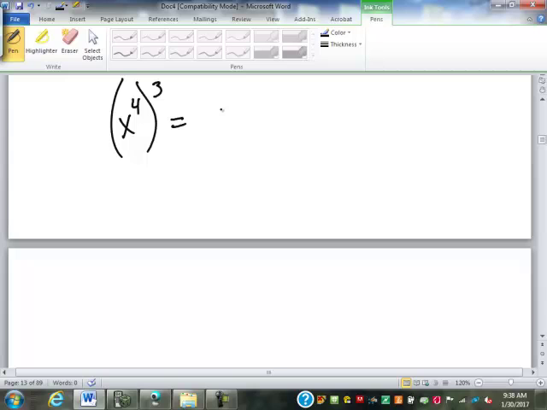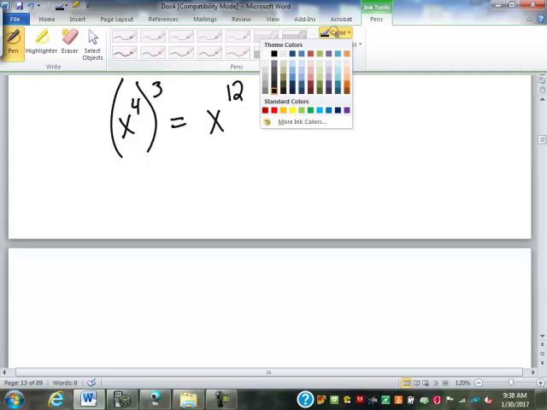How about this one? X to the 4th to the power of 3. I'm taking an exponent and I'm raising it to another power, another exponent. You multiply them. Very good. 4 times 3 is x to the 12th.